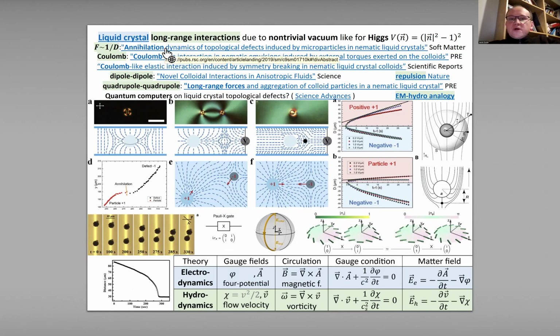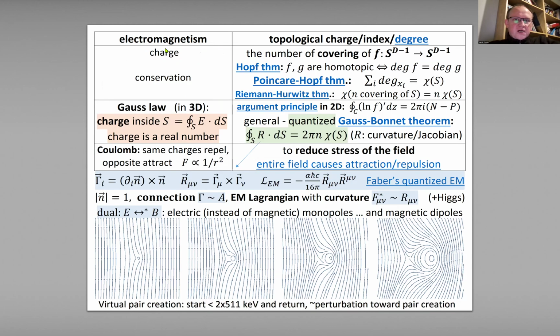We would like to get exactly Coulomb interaction for a Lorentz invariant theory, to get electromagnetism for such quantized charges as topological. Let's think how to get exactly electromagnetism. We have Gauss's law, which looks like here. The charge is the integral over some surface of the electric field.